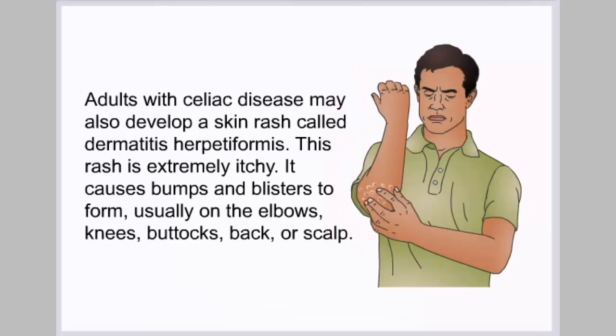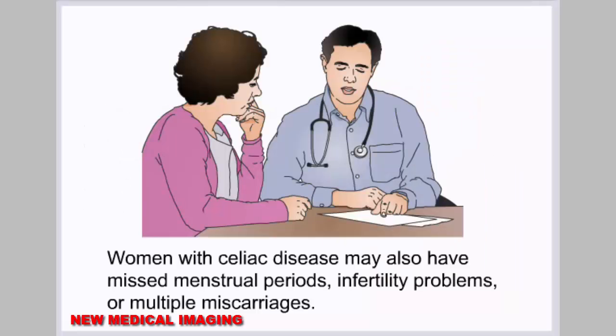Adults with celiac disease may also develop a skin rash called dermatitis herpetiformis. This rash is extremely itchy. It causes bumps and blisters to form, usually on the elbows, knees, buttocks, back, or scalp. Women with celiac disease may also have missed menstrual periods, infertility problems, or multiple miscarriages.